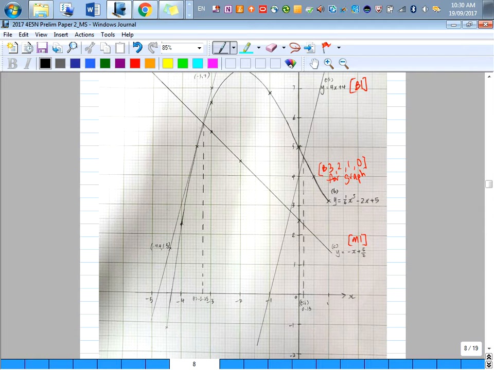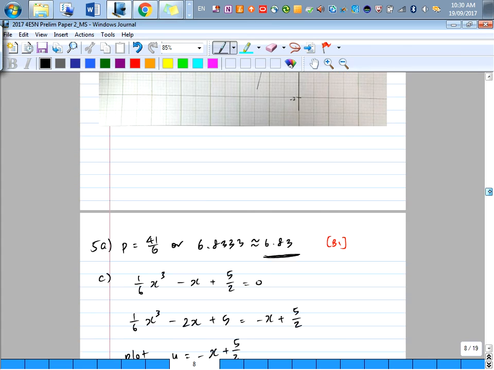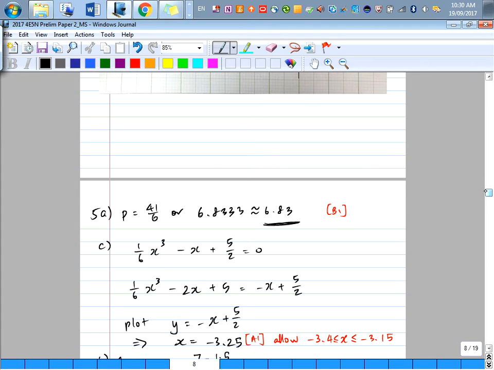Now part C, use your graph to find the solution to 1 over 6x cubed, and so on. How come you all cannot do this, huh? Part C. Okay, part C, where are the 2 marks? First, we start with whatever is required. This is what they want us to find out. Okay, solution. Then we compare it with our drawn graph, which is y equals to, we already have this graph, 1 over 6x cubed minus 2x plus 5.